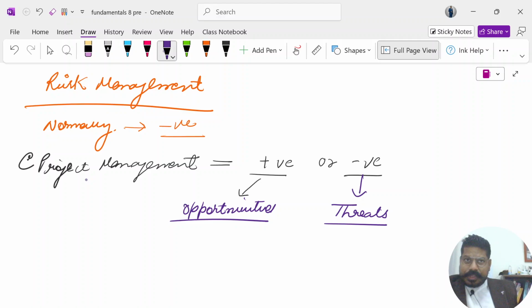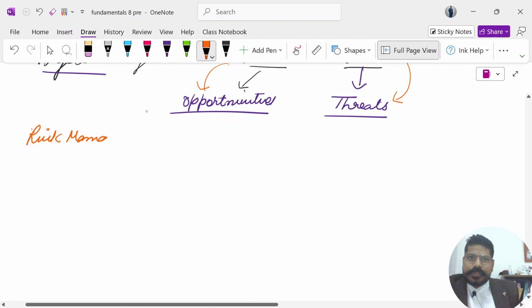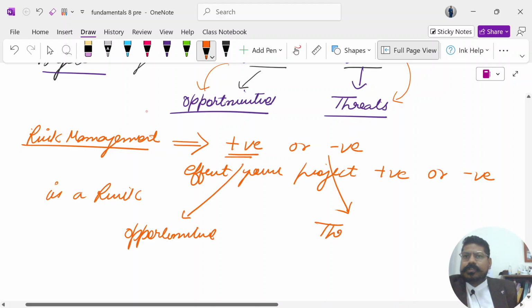Now, what is the definition of risk management? The definition by PMI is: anything which can affect your project positively or negatively is a risk. As I mentioned, positive is opportunities and negative is threats.